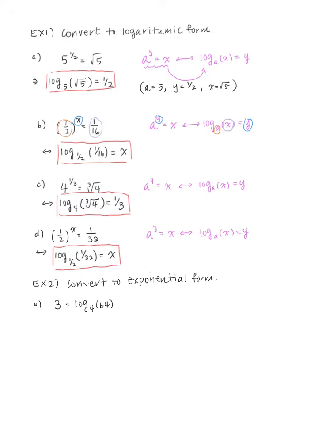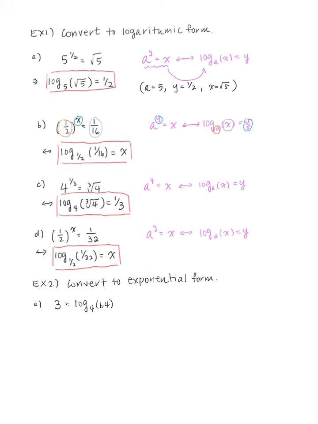All right, now let's try example 2, convert to exponential form. So let's look at part A. 3 equals log base 4 of 64. What we're going to do here is go backwards from example 1. In example 1, we were given the exponential form and we turned that into a log. Now it's the other way around. We're given the log, but we need to turn that around into an exponential form.